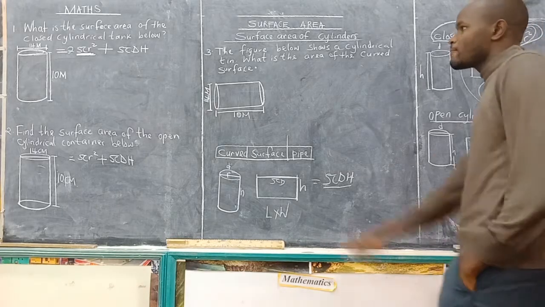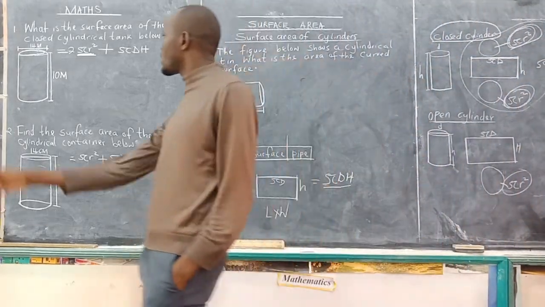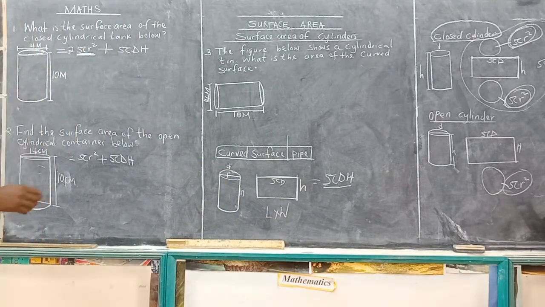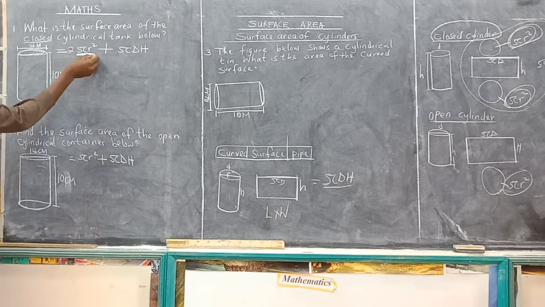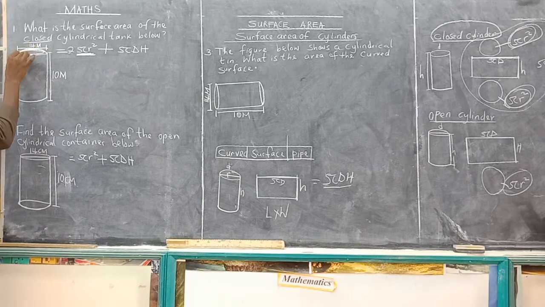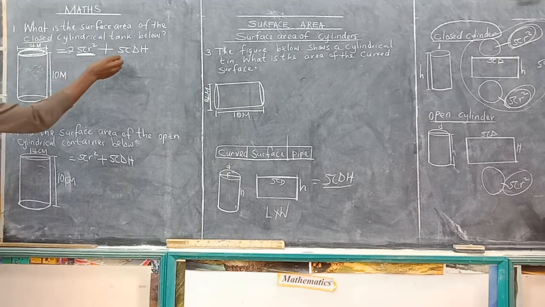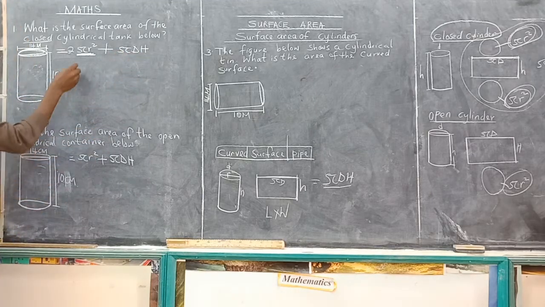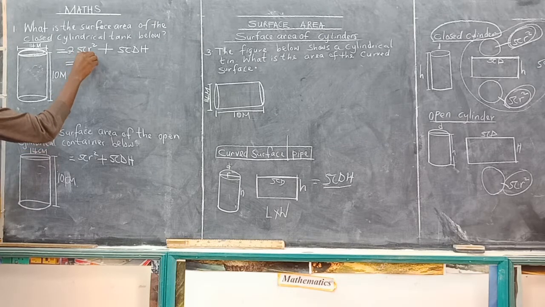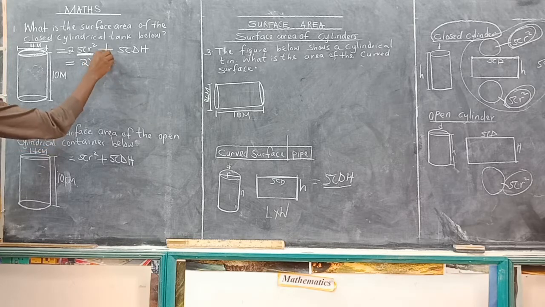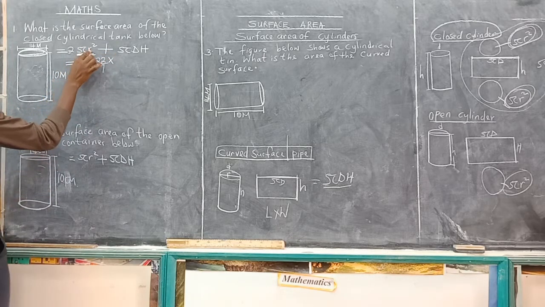So the first question, what is the surface area of the closed cylinder, because the keyword is closed cylinder. So we are using this formula. We have two circles, one, then we have another one at the bottom, two, then the curved surface, when you cut it, we say it will become a rectangle. That is the formula. So let us substitute our formula. We have two circles times, one circle is pi, which is 22 over 7, times radius squared.